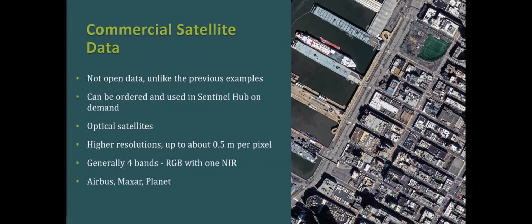Also provided is commercial satellite data, and unlike the previous examples, this data is not open because you need to pay for it. And you can order and use it on Sentinel Hub on demand. These are optical satellites, and they offer much higher resolutions, up to about 0.5 meters per pixel, and they generally offer 4 bands, so RGB with 1 near infrared band. The providers we have are Airbus, Maxar, and Planet.